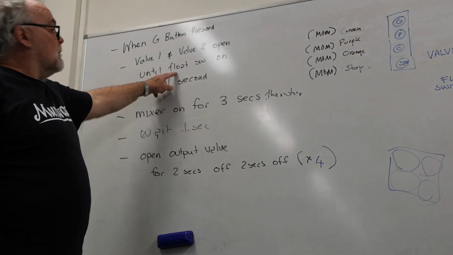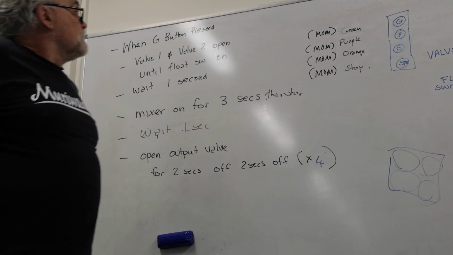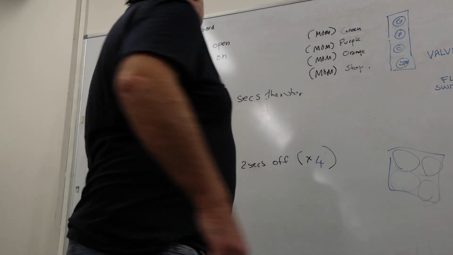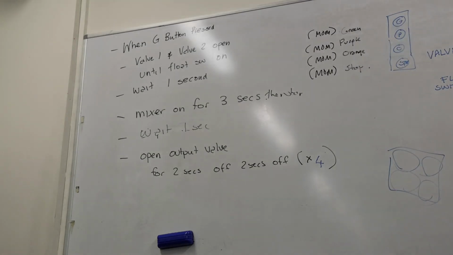So we're going to fill it up until the float switch comes on. Green button press, valve 1 and valve 2 open, and it's going to keep going until that float switch comes on. Cut them off.